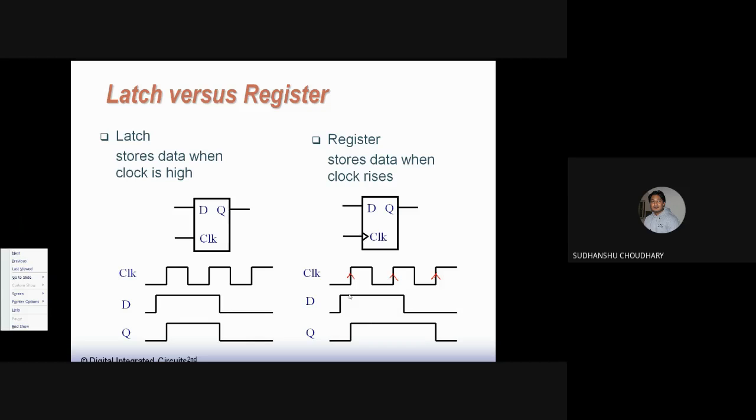So let us verify this. D is high at this point, Q is also high. Now the clock is high here, D is also high, Q is also high.